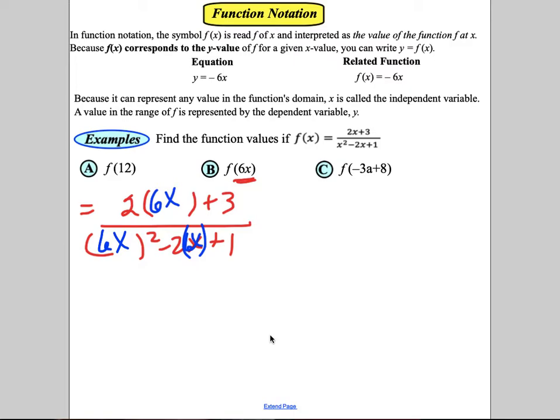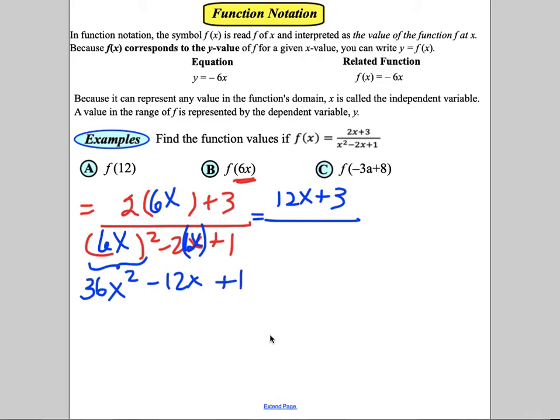And then go ahead and multiply that through. So 2 times 6x gives me 12x plus 3. Denominator, 6x squared. 6 squared is 36. x squared is x squared. Then we get a 12x. So 36x squared minus 12x plus 1 is our answer. You should always check to see if this thing factors. In this case, it doesn't. There is a common factor of 3 in the numerator, but it doesn't really help us since the denominator doesn't factor.